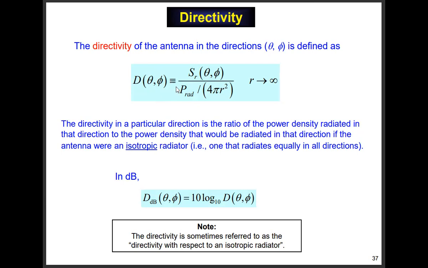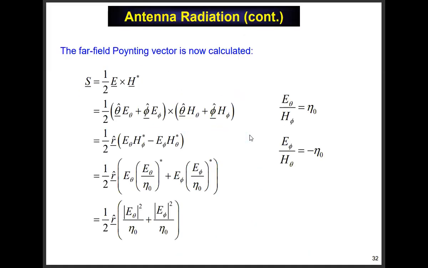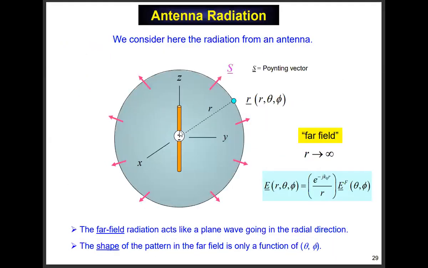Now here's the official definition. Remember, this is the definition symbol. The official definition of directivity in some direction is the Poynting vector. Remember, the Poynting vector only has an R component. Poynting vector in the far field as a function of theta and phi divided by the total power in watts radiated by the antenna divided by 4 pi R squared, where R is just this big radius of the sphere. In other words, go back to this picture right here, like this.